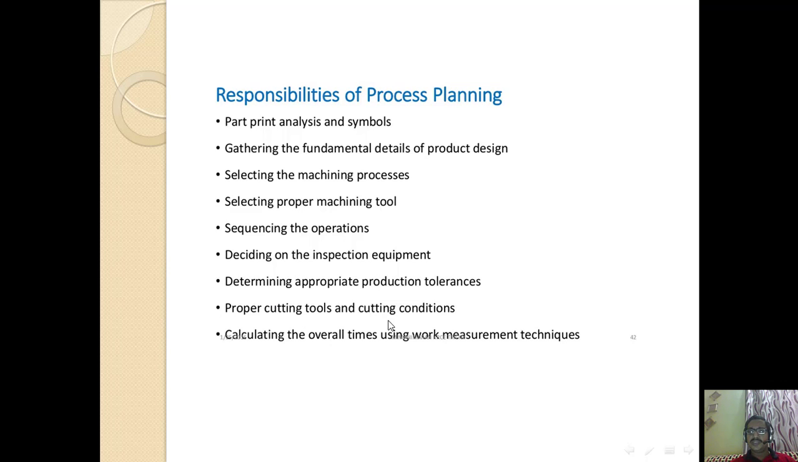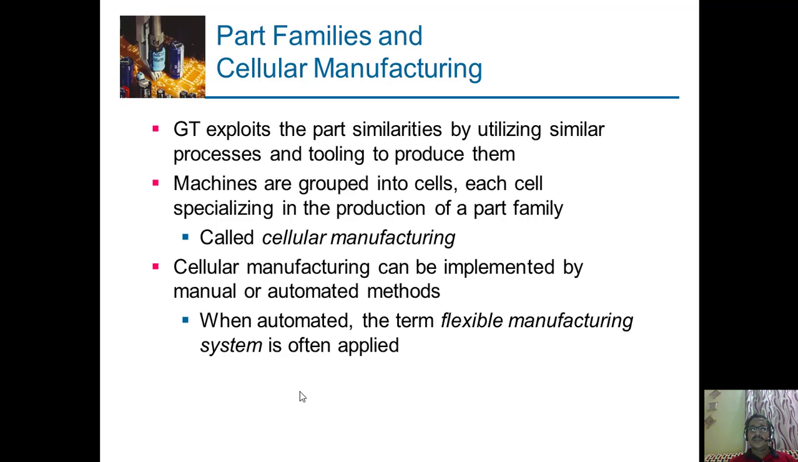You have to judge which equipment you should use, and determine the appropriate production tolerances, that means measurement, and then the proper cutting tools and cutting conditions, calculating the overall times or standard times. So these are the responsibilities of the process planner, and this, without a computer, was done manually, with pen and paper, earlier when the computer was not developed.